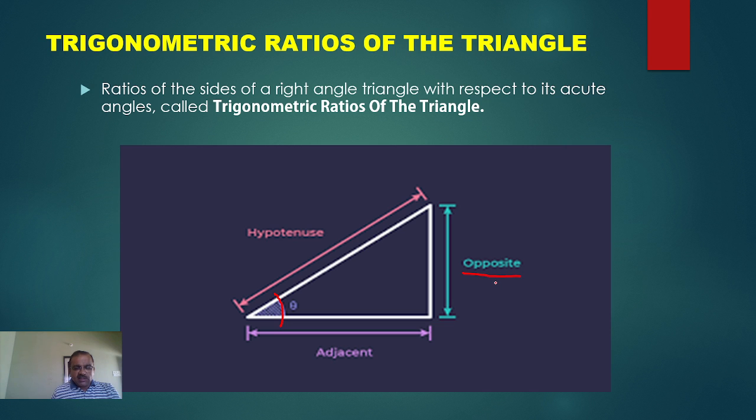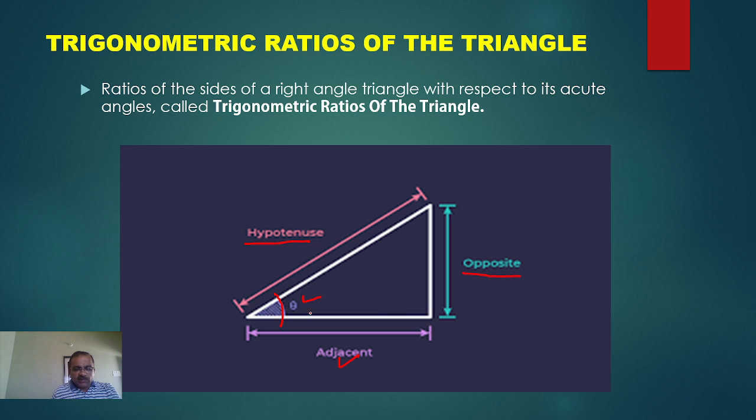The angle selected is theta. This is called a representative acute angle, and this angle is theta. Then this becomes the opposite side. Adjacent to theta is called the adjacent side. The remaining one is the hypotenuse. The hypotenuse is always greater than the opposite side as well as the adjacent side.